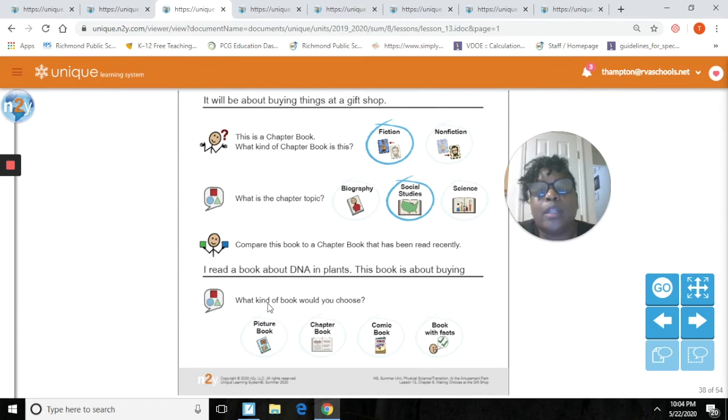It says, what kind of book would you choose? A picture book, a chapter book, a comic book, or a book with facts? Well, in this case, I would choose a chapter book because I like chapter books. Okay? Now you pick what you like. All right? So let's move on. Let's get ready to read our story.